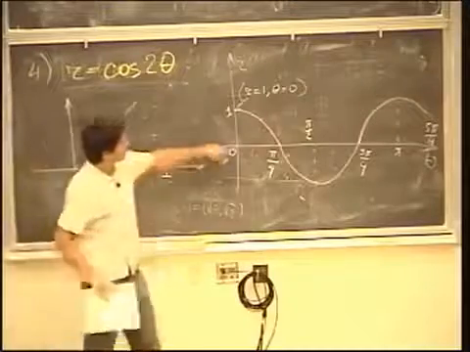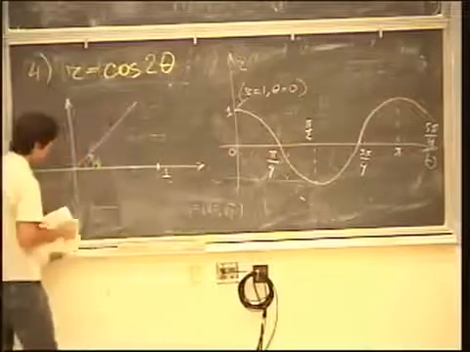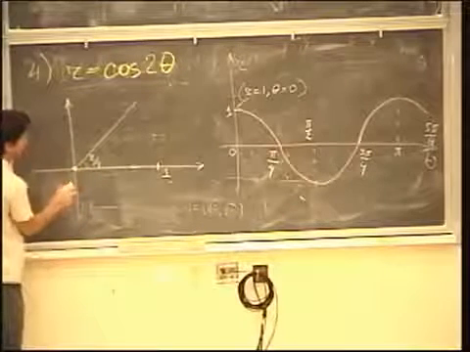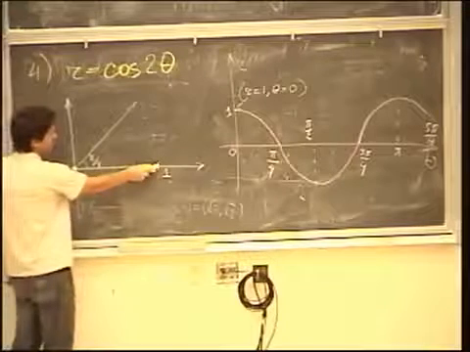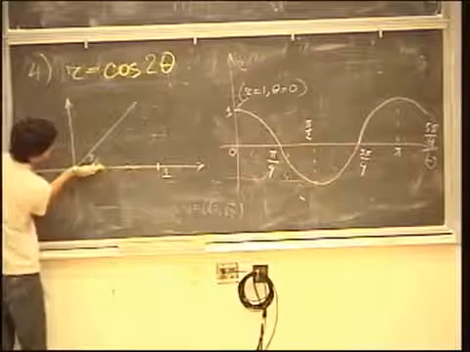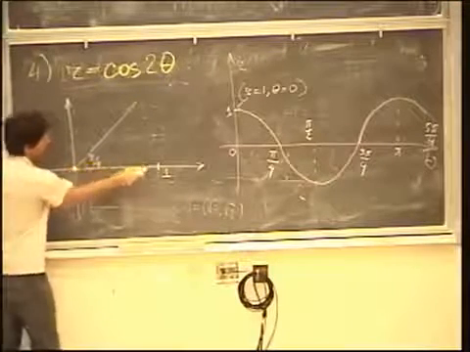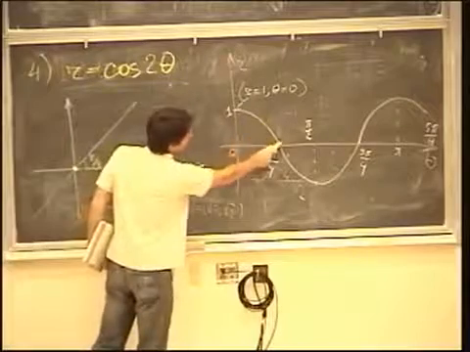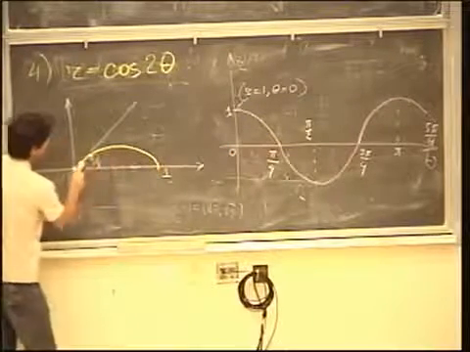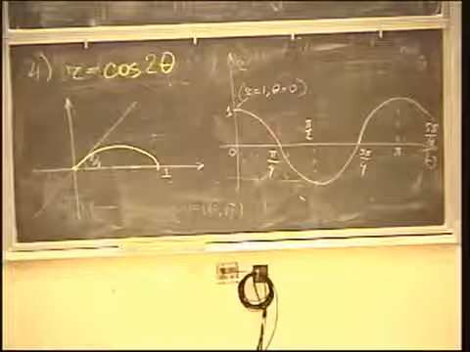So when we reach pi over 4, r becomes 0. R becomes 0, and r equals 0, no matter what theta is, as we discussed, is the origin. So we start here, and then the angle should increase. We should go from theta equals 0 to theta equals pi over 4. But at the same time, r is going to decrease until it becomes 0. So this is going to look like this, roughly.